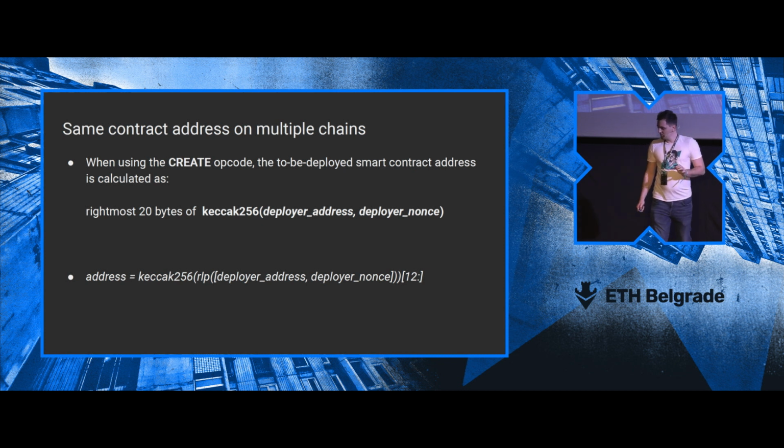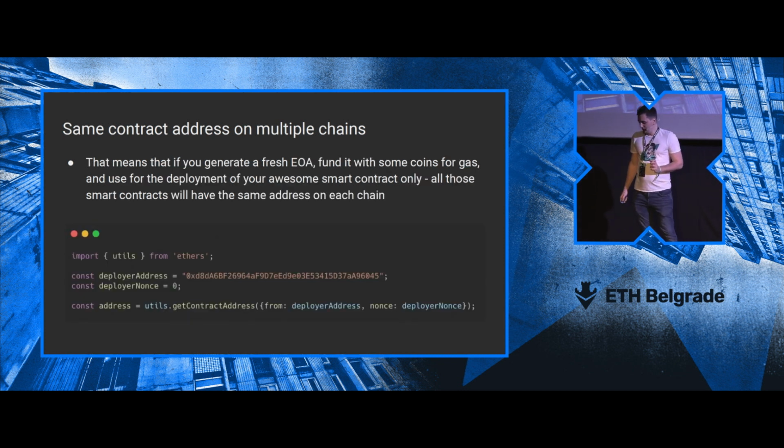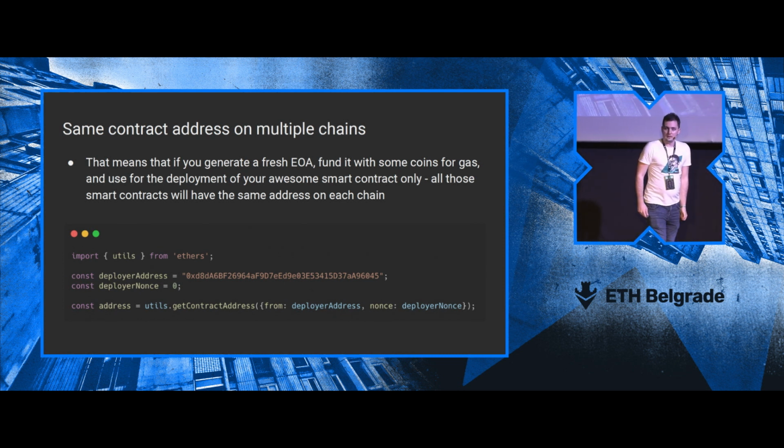Yeah. So, what we can do is basically, if we want our address to be the same on all different chains and we don't care what that address looks like, we can create a fresh new externally owned account. The nonce will be 0, right? We'll fund it with some predefined amount of coins for gas purposes, and run the deployment script on all of the different chains.